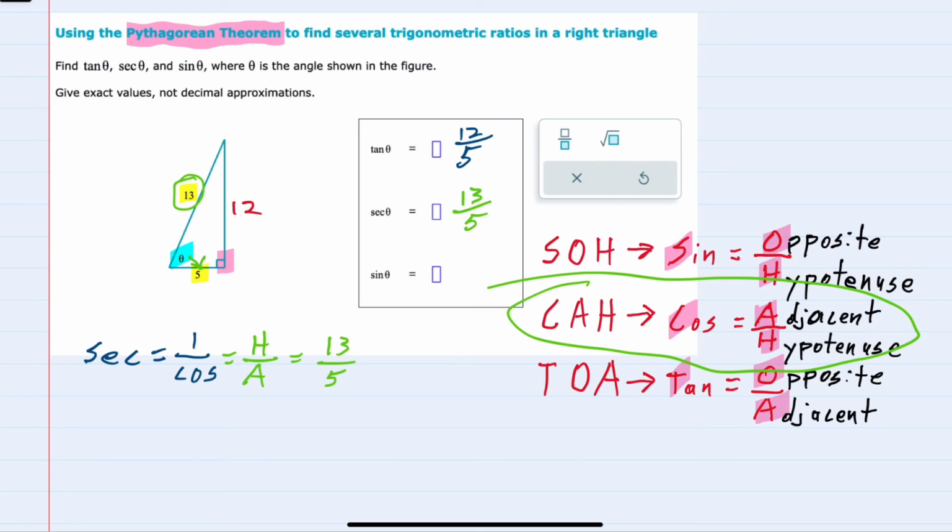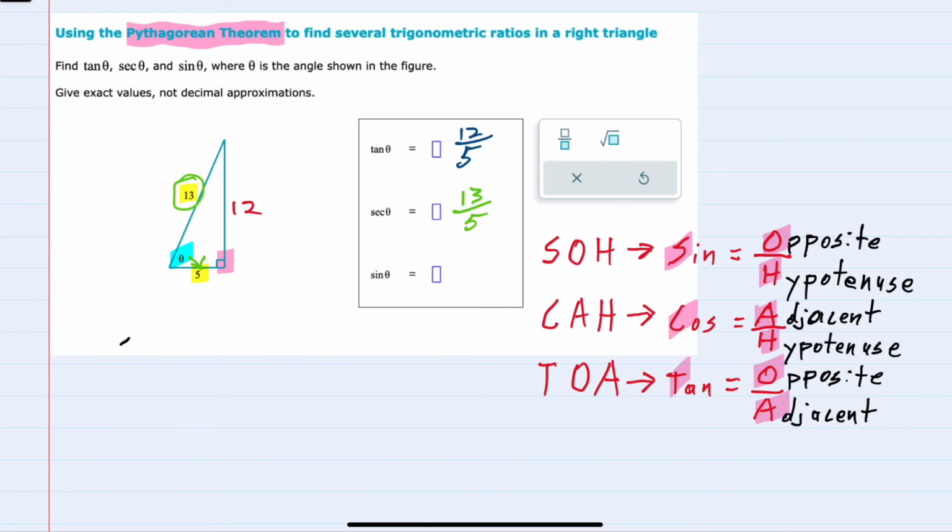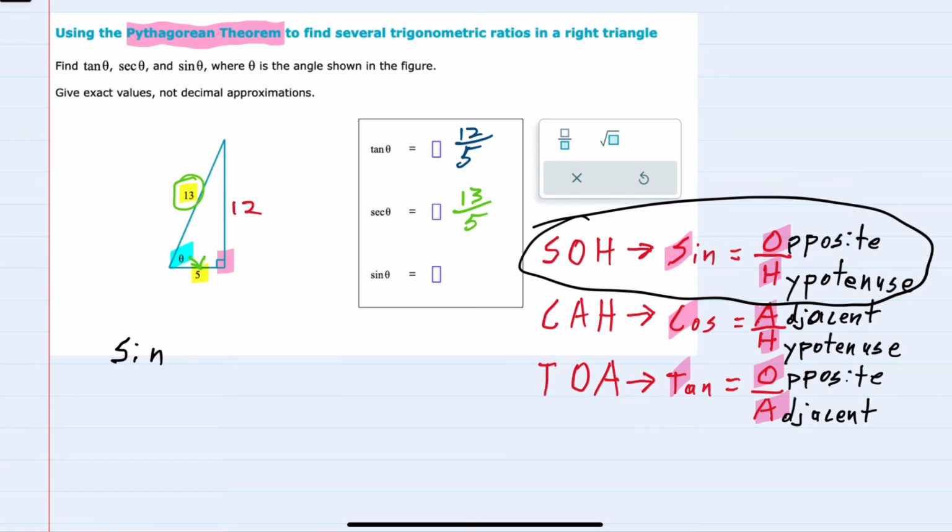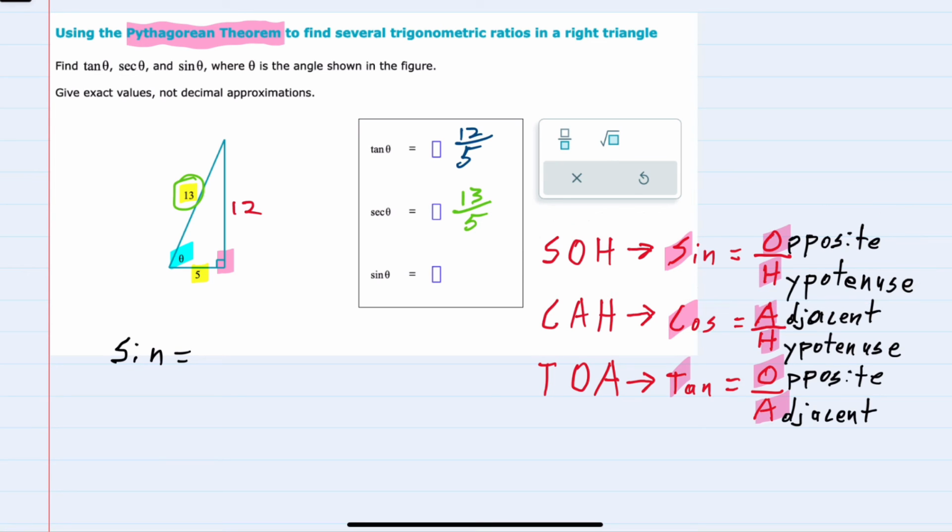And then our last trig ratio is sine, and sine is one of those that we remember. Sine is opposite over hypotenuse. From theta, the opposite is 12. And the hypotenuse is 13. So opposite over hypotenuse is 12 over 13. So we have found each of these trig ratios.